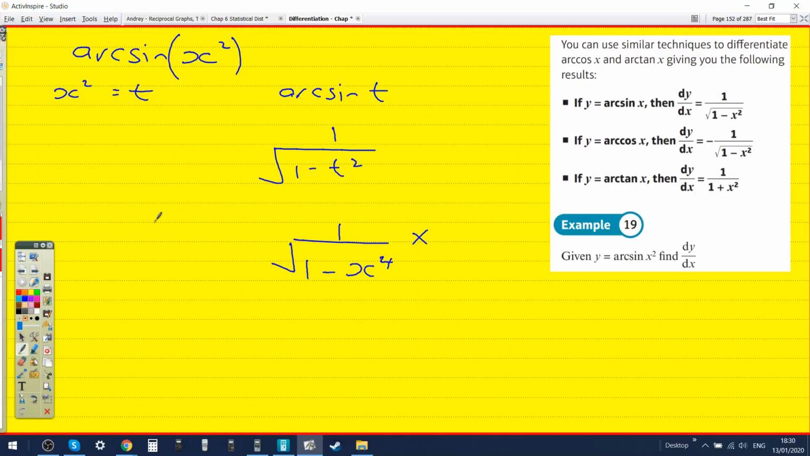Okay, so this first part that we've done, 1 over root 1 minus x to the 4, that is the differentiating of what? Honestly, we didn't need to let it be t and unlet it. I think we probably could have done it without it. It's just x squared squared, and so that's x to the 4. And then times the derivative of the function inside the function. So that would be the 2x. Yep. And so I believe that's it.